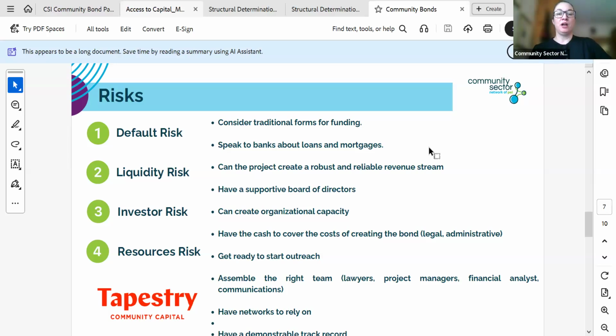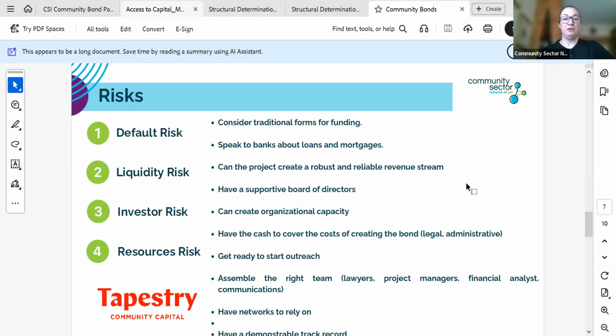So of course, before we always consider our traditional funding streams, such as grants from government or foundations, because those of course are non-repayable. So it's always good to access those first. We can look into traditional funding streams.